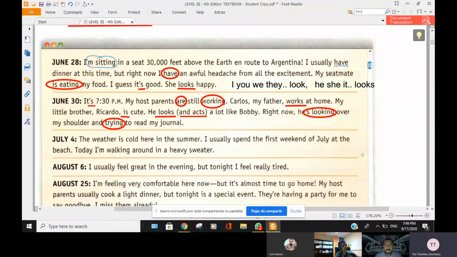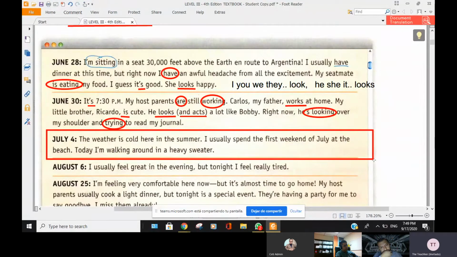Any questions? No, teacher. Piece of cake for Mr. Ezekiel. All right. Danny, what can you tell me about this one? Can you read it, please? Yes, teacher. It's July 4th. The weather is cold here in the summer. I usually spend the first weekend of July at the beach. Today I am walking around in my heavy sweater.